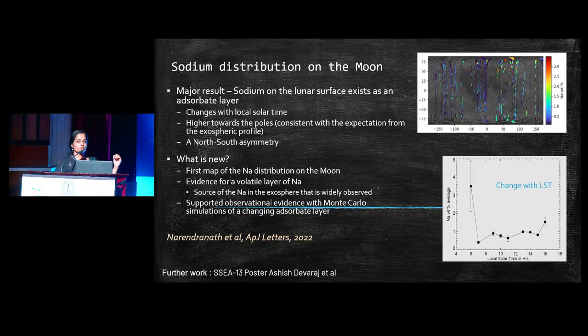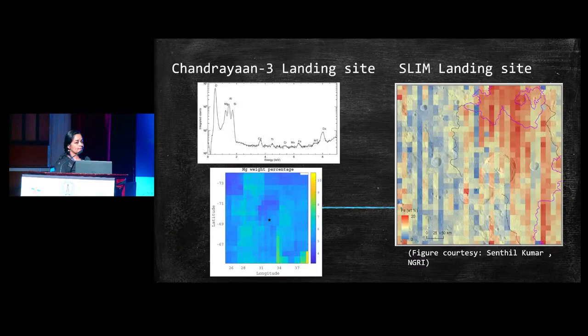Also, because sodium is a moderately volatile element, according to the formation of the moon, most of the volatile elements should have evaporated away at the very early stages of lunar formation. So you don't expect a lot of sodium in the crust of the moon itself. So here we have a possibility to address many such basic questions. That work is in progress.